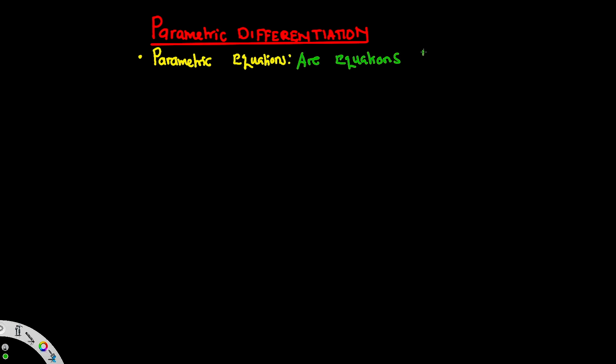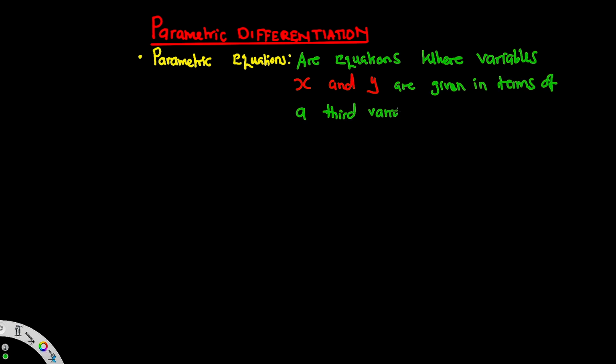Remember, parametric equations are equations where the variables x and y are given in terms of a third variable t. For example, we can have this kind of equation: x equals 5 cos t, and y is given as 1 minus x squared t. Which means we have two equations, x and y, which are expressed in terms of the third variable t.